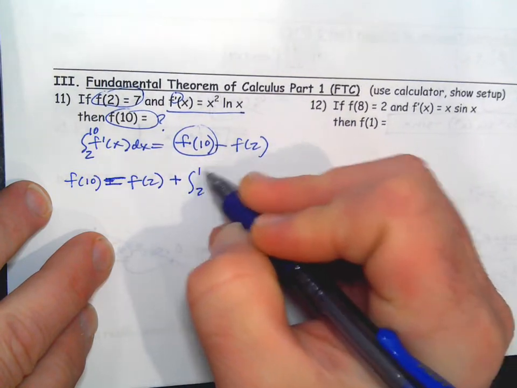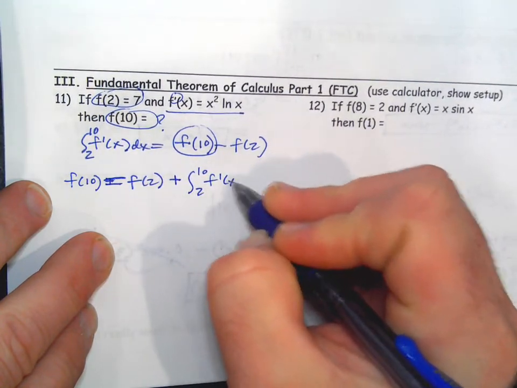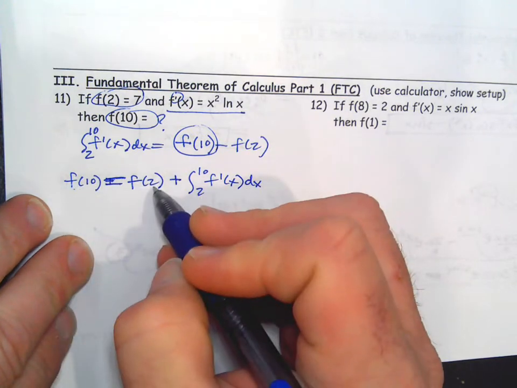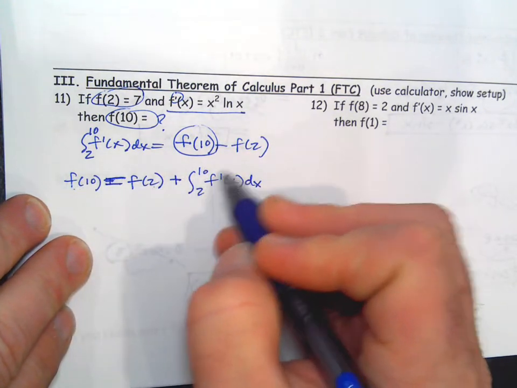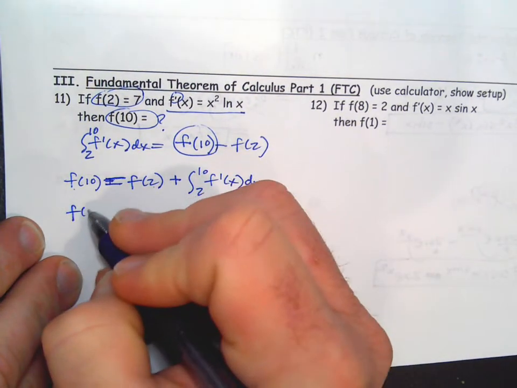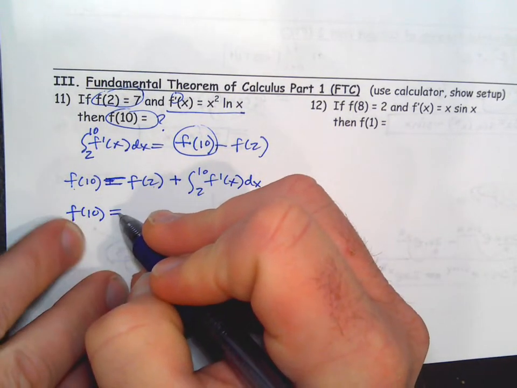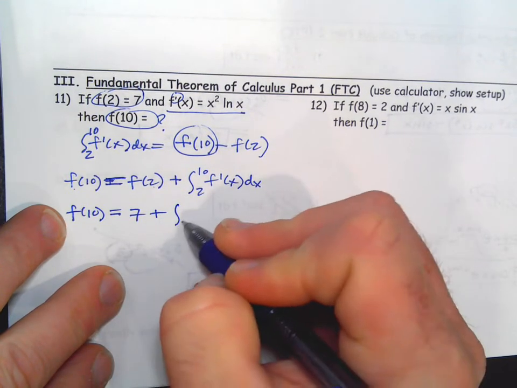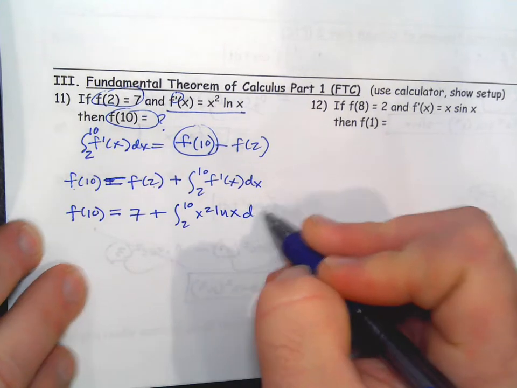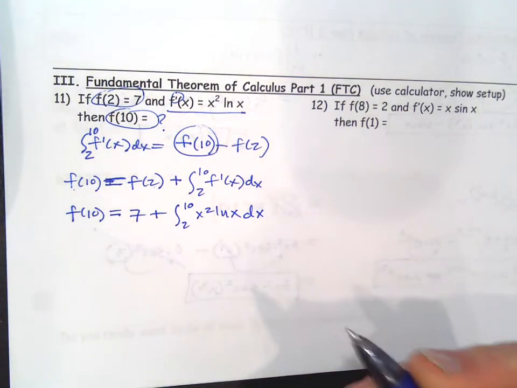And another way to interpret this that we were talking about in the lesson is that you are now what you were before plus the accumulation of all the changes. Derivative is change, right? So f of 2 is 7. And they're going to integrate f prime, which is x squared natural log of x, which you have no shot at integrating by hand this year.